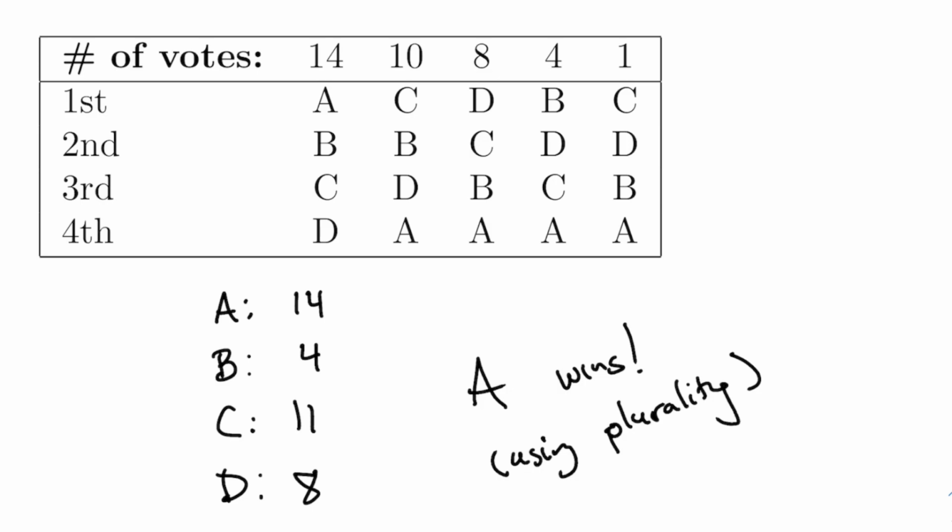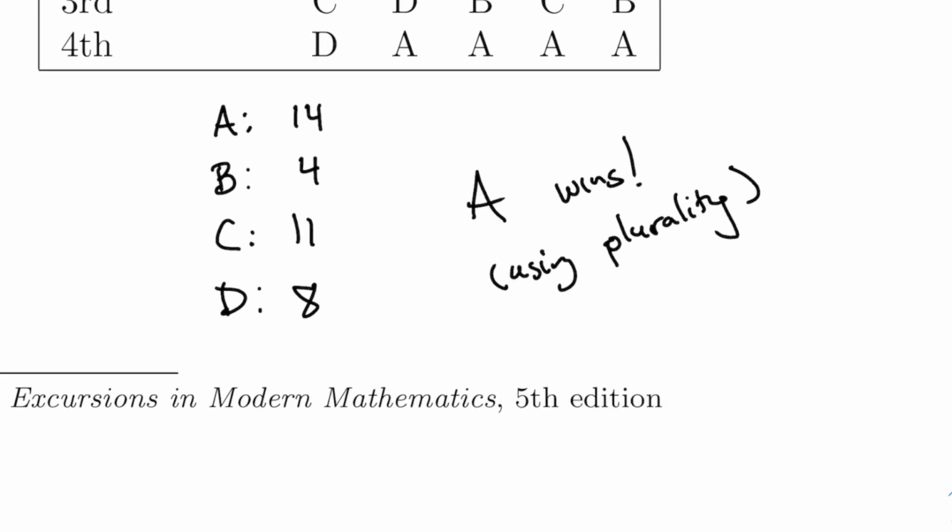Something which I would like to point out. Notice here, A got 14 out of 37 votes, right? Candidate A got 14 out of 37 possible votes. That actually is, you do the math, less than half. Half of 37 is 18 and a half, right? Anyway, 14 is less than half of that.